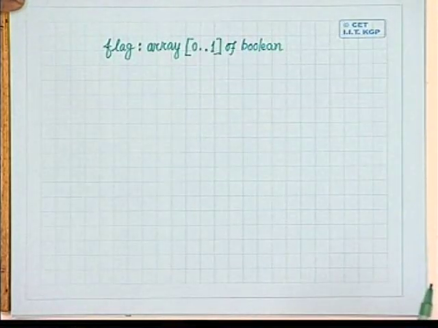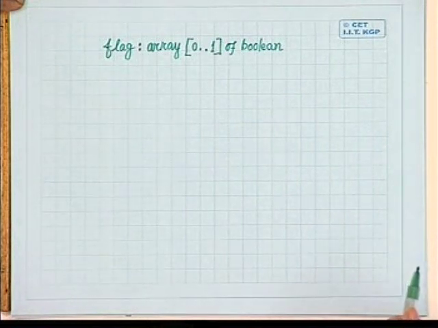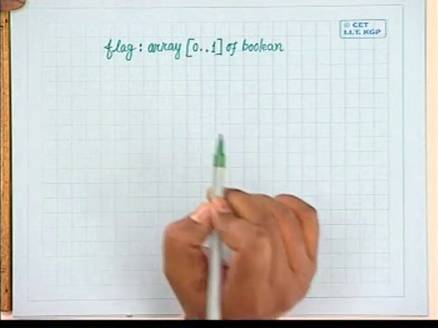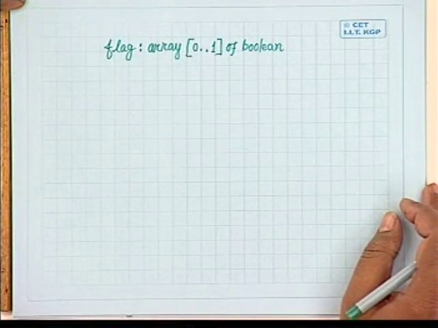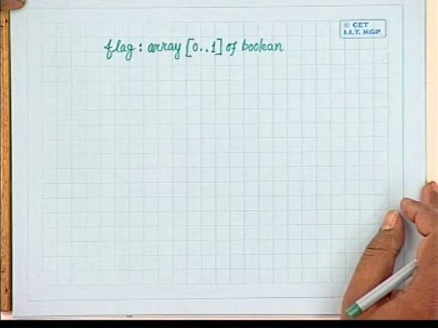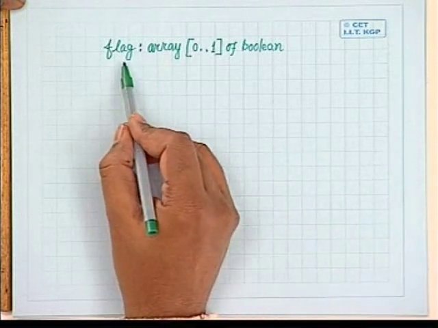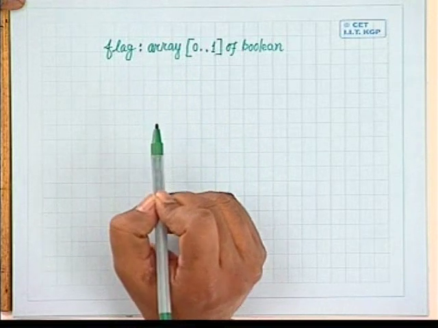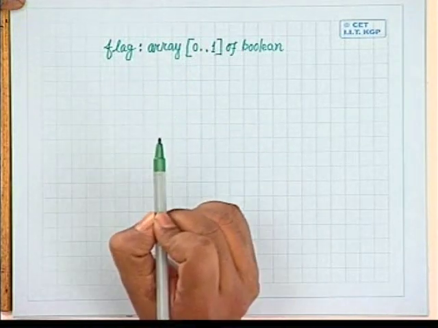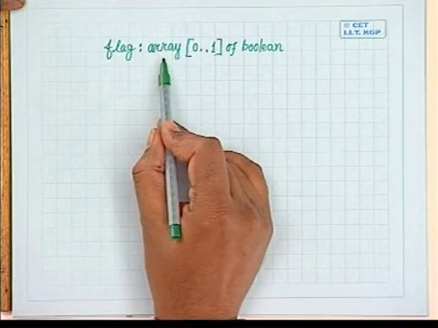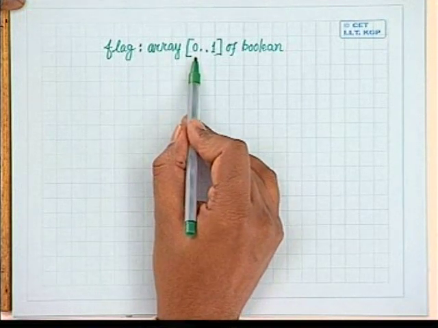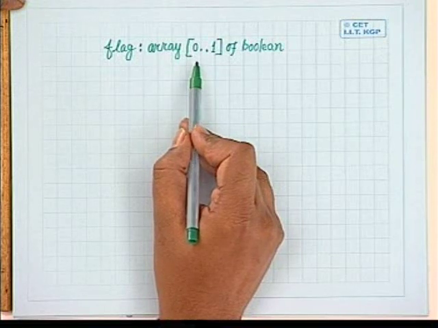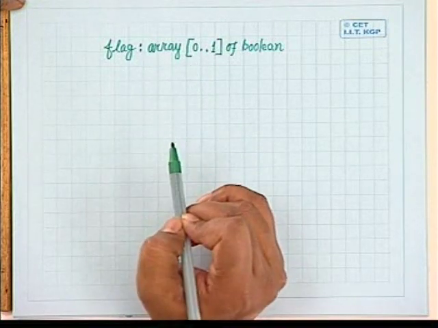And it is also a shared array, and both the elements of this array are initialized to value false. Then, if a particular element of this flag is equal to true, that means that corresponding process is in the critical section. That is, if array 1, that is the first element of the array, is true, that means process P1 is in the critical section.